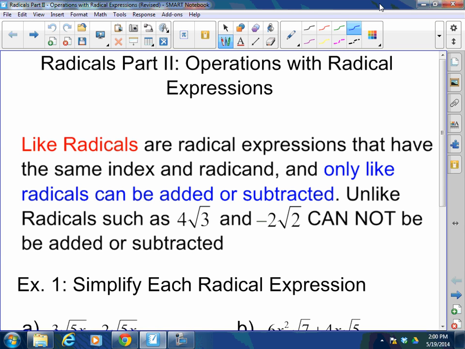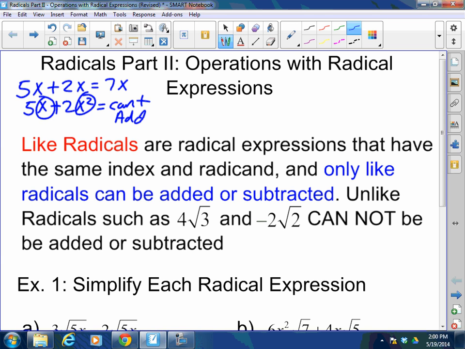If you guys remember when we were dealing with polynomials, remember how we could only add like terms? For example, 5x plus 2x is 7x, but 5x plus 2x squared, you just can't add that, right? Because they're not like terms. Remember, the like terms have the same variable raised to the same power. This lesson today is almost identical, except like radicals don't have the same variable raised to the same power.